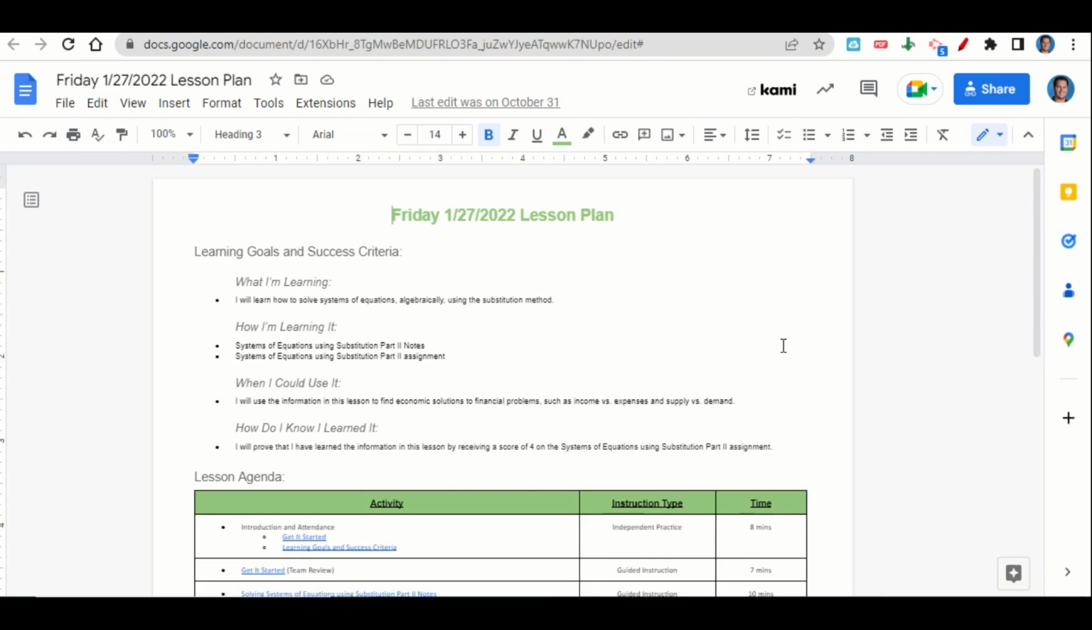When can we use this information? To find economic solutions to financial problems such as income versus expenses and supply versus demand. How do you know you learned it? By getting a score of 4 on the Systems of Equations Using Substitution Part II assignment.